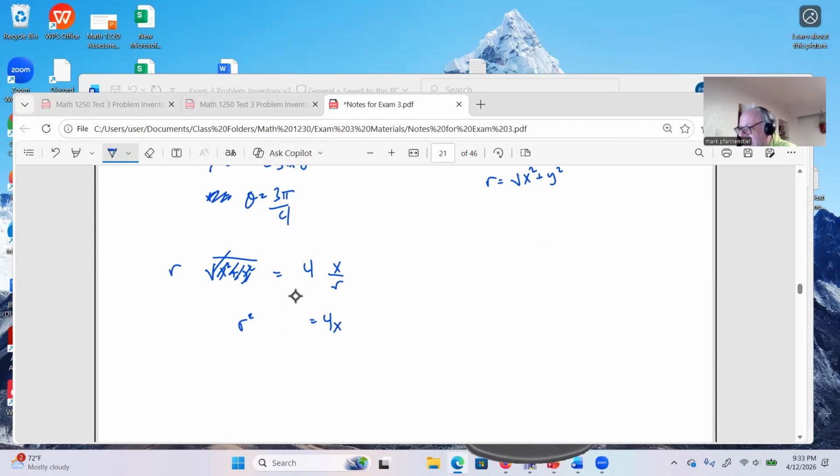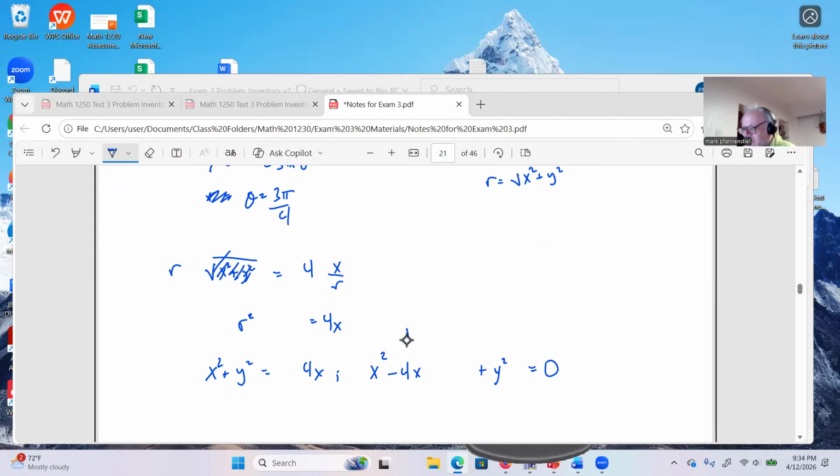Next, we can think about r squared being equal to x squared plus y squared, which is equal to 4x. Now we're not quite there yet because I don't know what shape this is yet. So we have x squared minus 4x plus y squared is equal to 0. I just subtract the 4x from both sides.